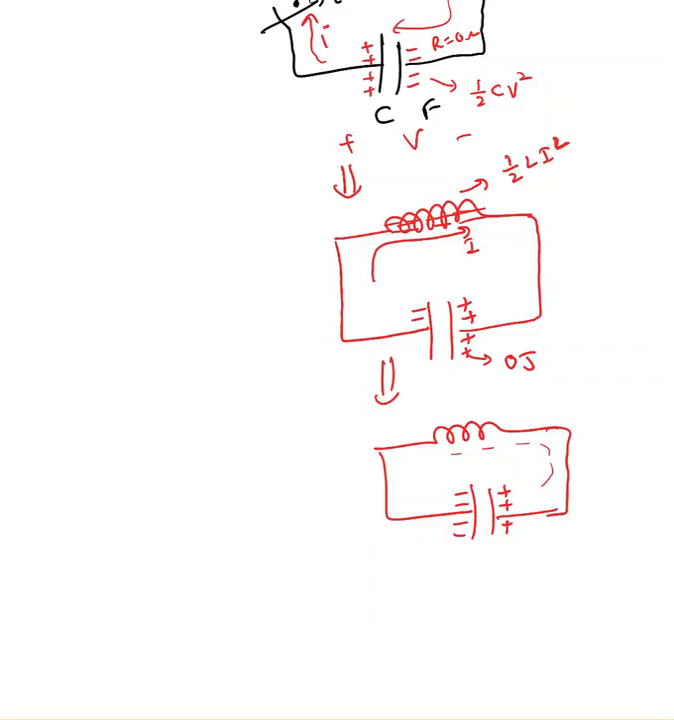So this is a complete one cycle. After one cycle, now current has changed its direction. So current is going to go in this direction. Again, inductor will energize and this will be discharged completely. And again, in the next step, this plate is going to be positively charged, that plate is going to be negatively charged. That's how energy is going to transfer between inductor and capacitor.